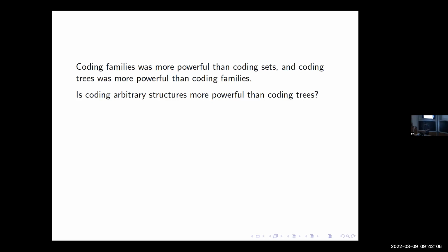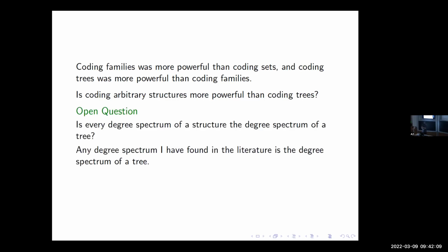And maybe a good way to think about that is to think about degree spectra. If coding trees and coding structures was the same thing, then any degree spectrum of any structure should be the degree spectrum of a tree. If coding them was equivalent, then any way of coding the one and the other, you get the same degree spectrum. Now, if you look at all the examples of degree spectra, as far as I can see, they're all degree spectra of some tree. That's essentially the constructions that people always use for degree spectra. So that's why this is open: none of the existing examples will work.